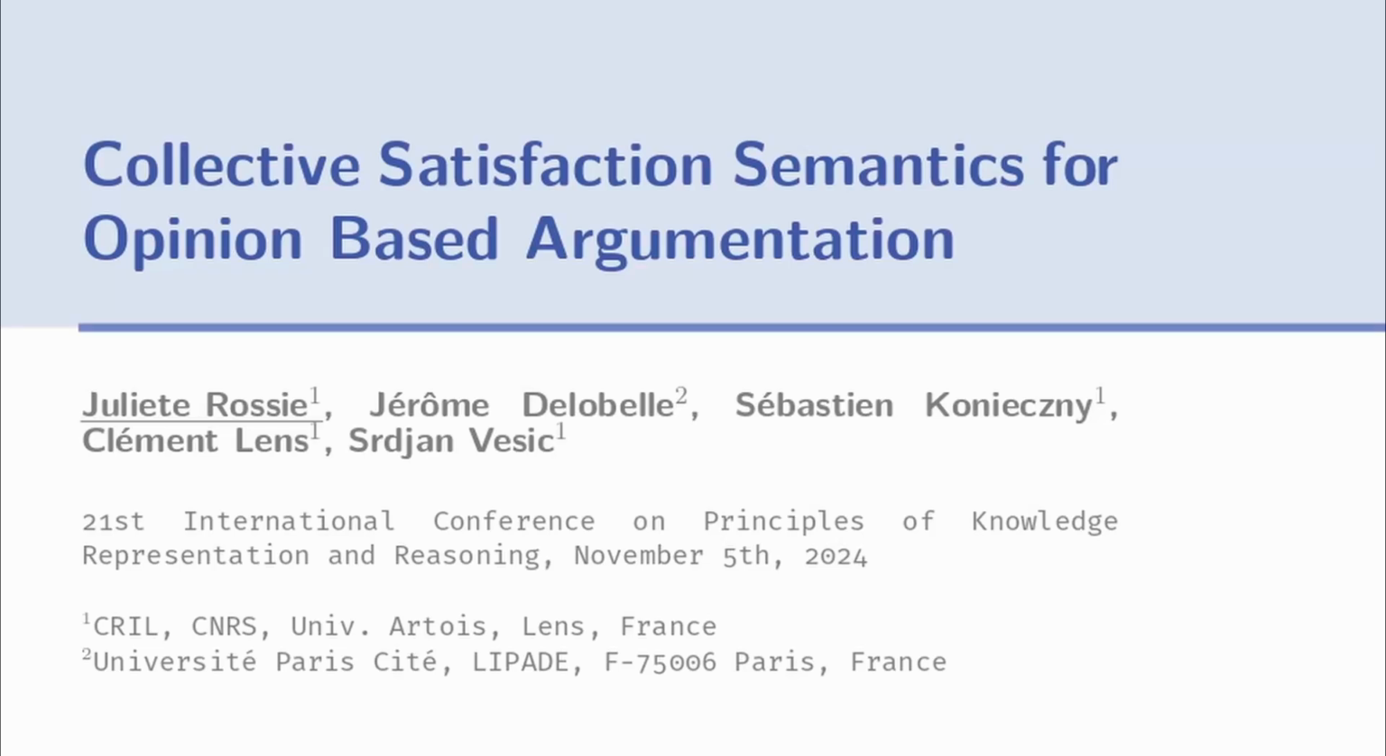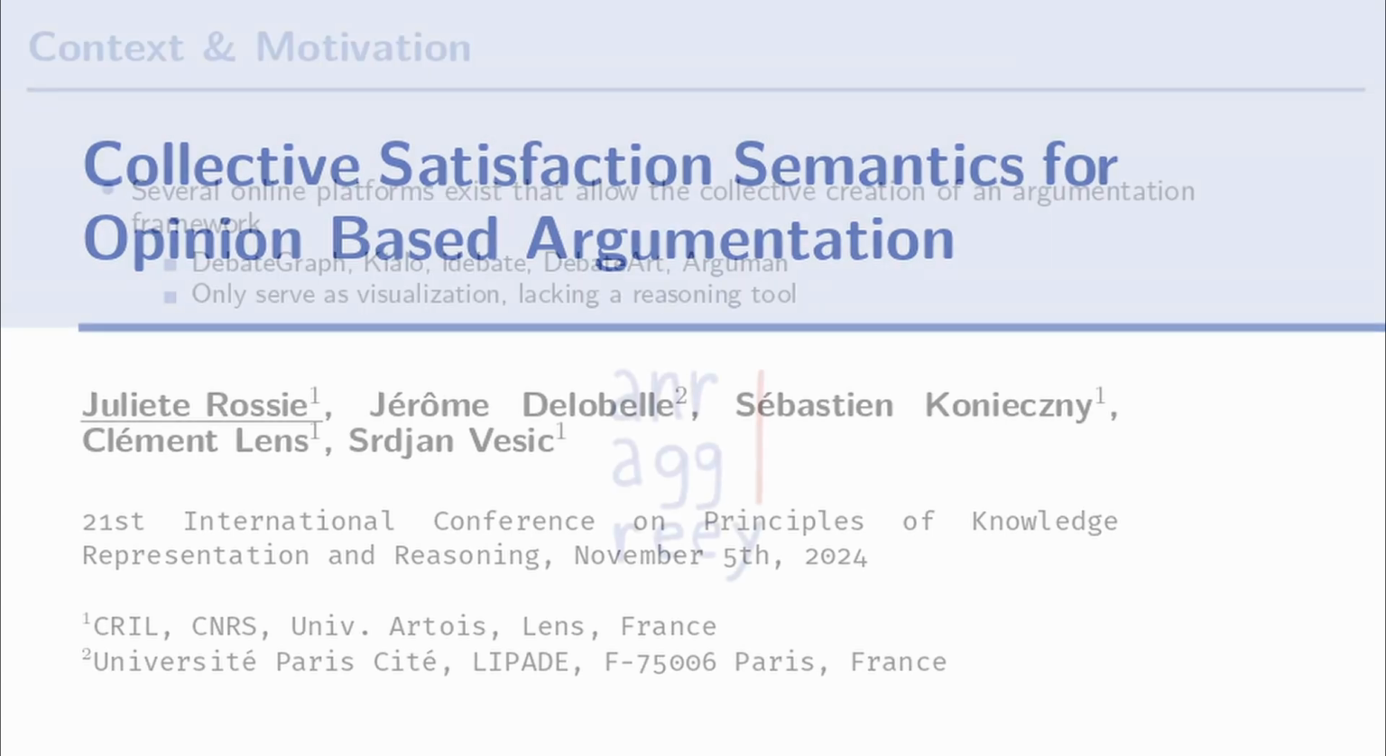Our KR'24 paper introduces a novel semantics called Collective Satisfaction Semantics, which we apply on what we call Opinion Based Argumentation. This work is part of our efforts to combine abstract argumentation and voting to enhance decision-making tools. This is my joint work with Jérôme Delobelle, Sébastien Konieczny, Clément and Srdjan Vesic.